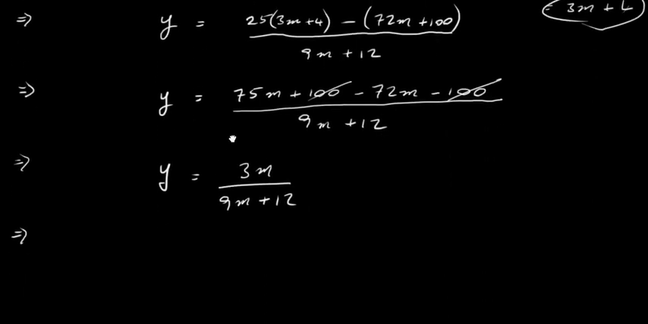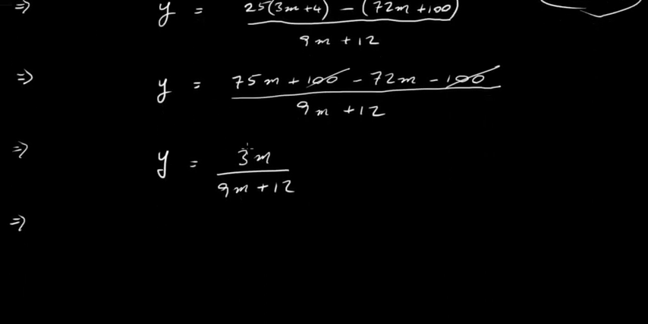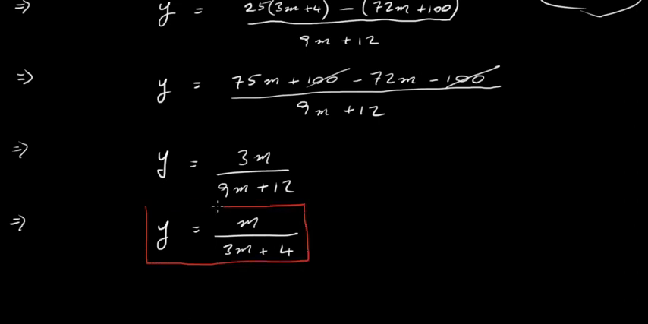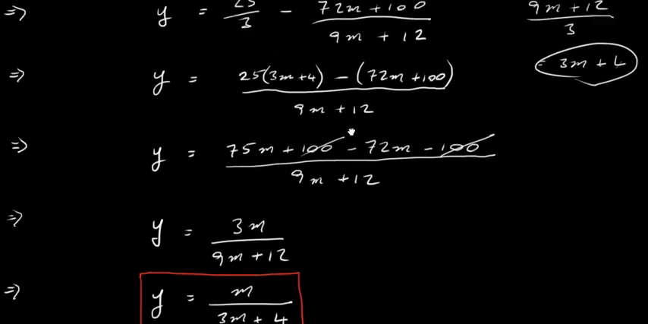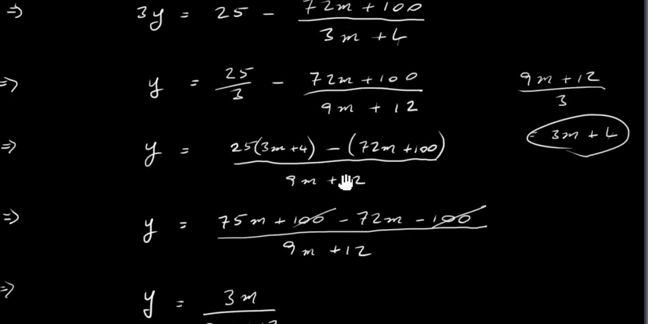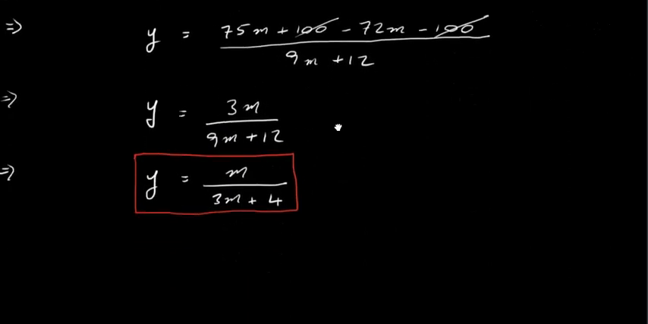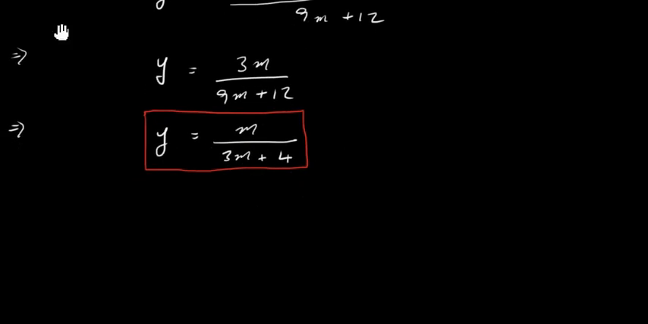Okay, and finally I can see here that I can divide the top and the bottom by 3. Divide the top by 3, I'll get m. Divide the bottom by 3, well, 3 into 9 is 3, 3 into 12 is 4. So this here is my y coordinate. That rather complicated looking fraction at the beginning did simplify quite well.